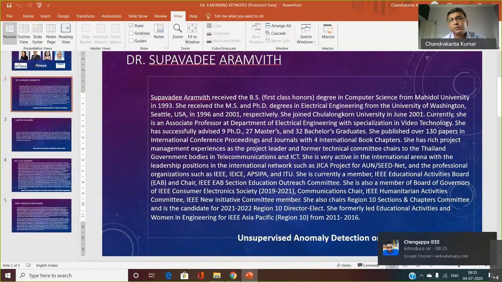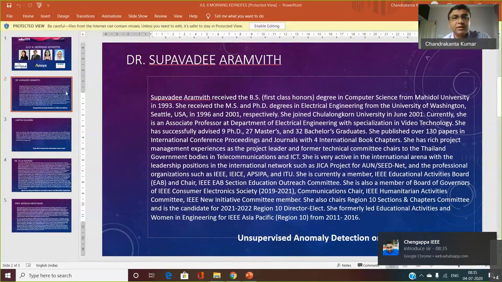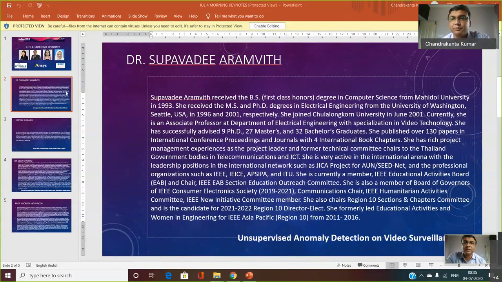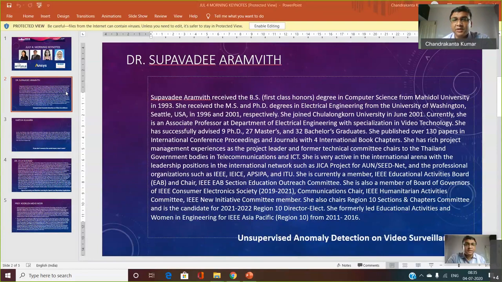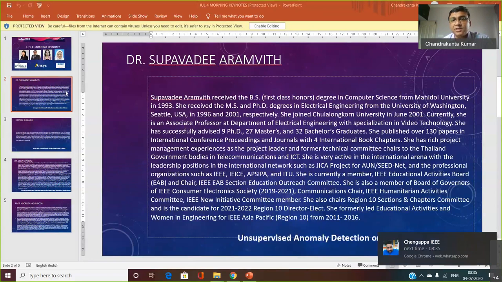So to introduce our first speaker, Shubhavandi Mahavir received her BS degree in computer science from Mahidol University in 1993. She received her MS and PhD degrees in electrical engineering from the University of Washington, Seattle, USA in 1996 and 2001 respectively. She joined Chulalongkorn University in June 2001. Currently, she is an associate professor at the Department of Electrical Engineering with a specialization in video technology.